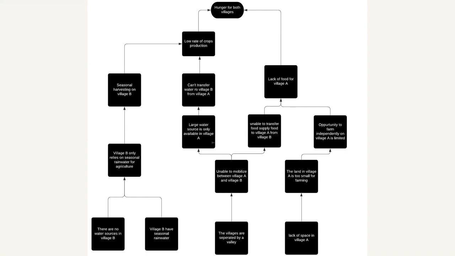Now we look at a bigger perspective. The two villages are separated, which means there can't be any mobilization between the two points. Any interaction, such as delivering food supply from village B to A, will be challenging. The same can be said for transferring water from village A to B. Due to this, a critical problem arises, which is hunger for both villages.